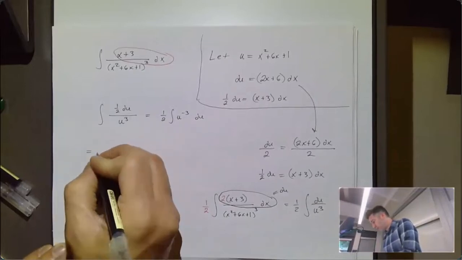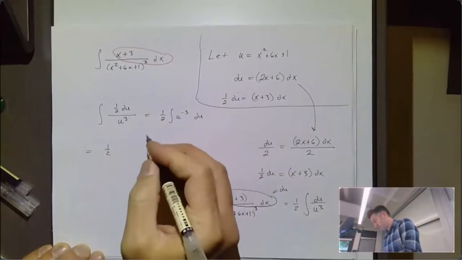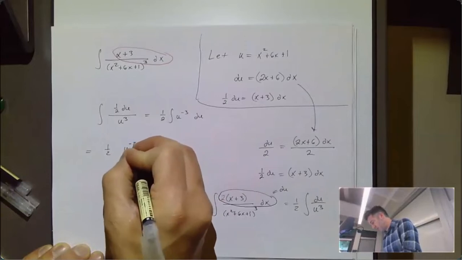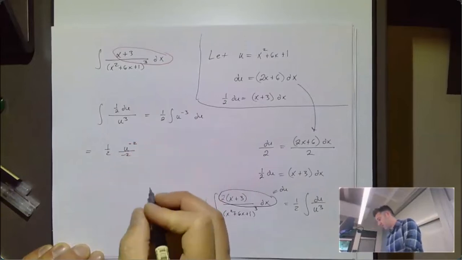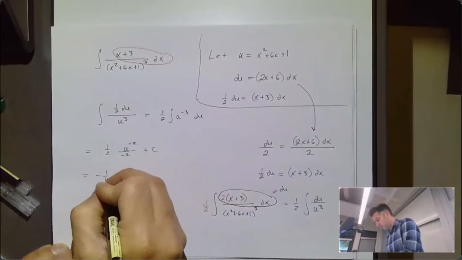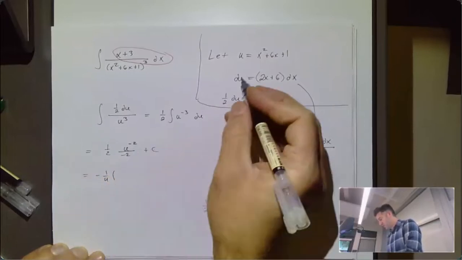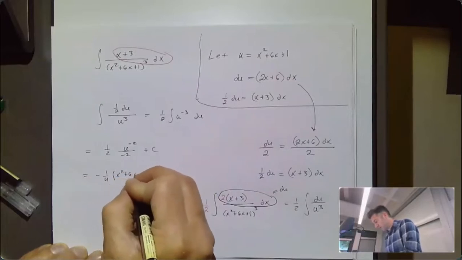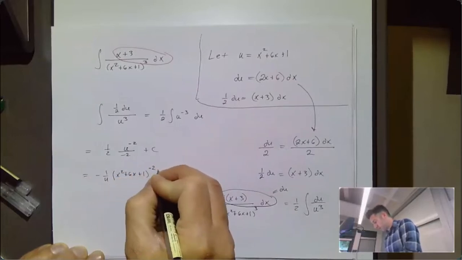So then we're going to get 1/2. If I anti-differentiate this, I'm going to get u to the -2 divided by -2 plus c. And then we're going to rewrite this as -1/4 times u, which is x squared plus 6x plus 1, to the -2 plus c.